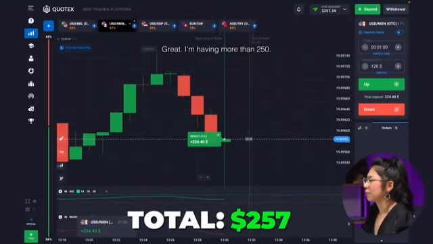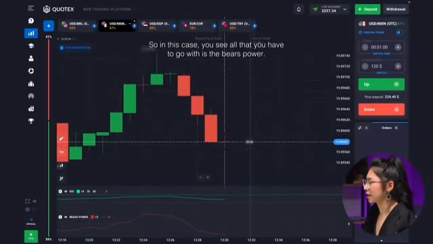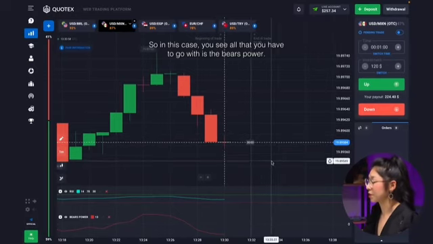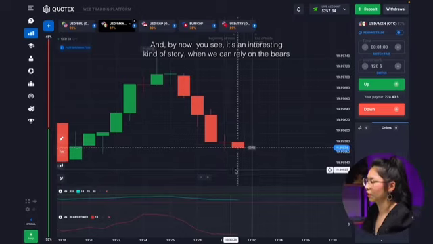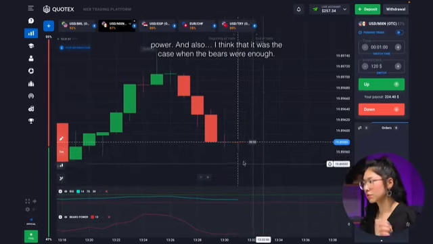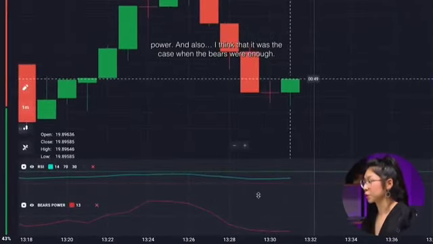So great, guys, I'm having more than $250, and in this case you see all you have to go with is the bears' power. By now you see it's an interesting story when you can rely on the bears' power. And I also think that it was the case when the bears were strong enough.